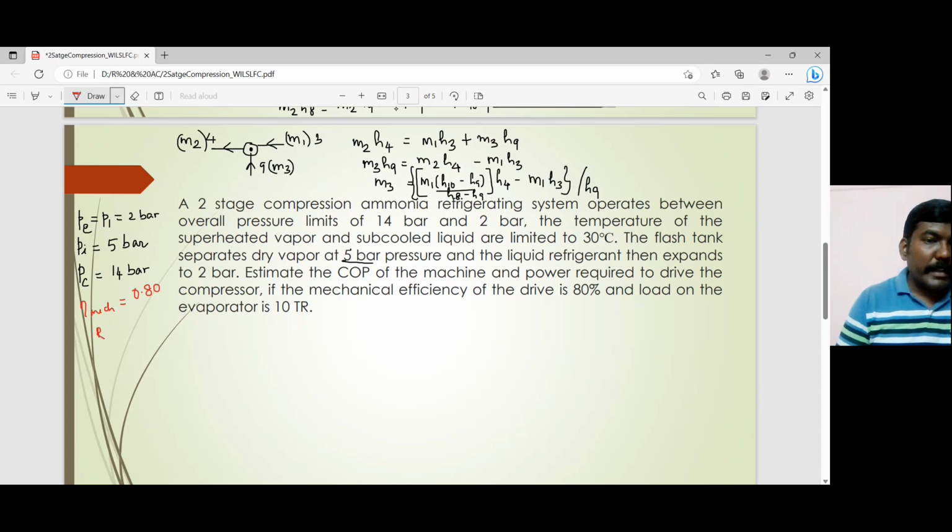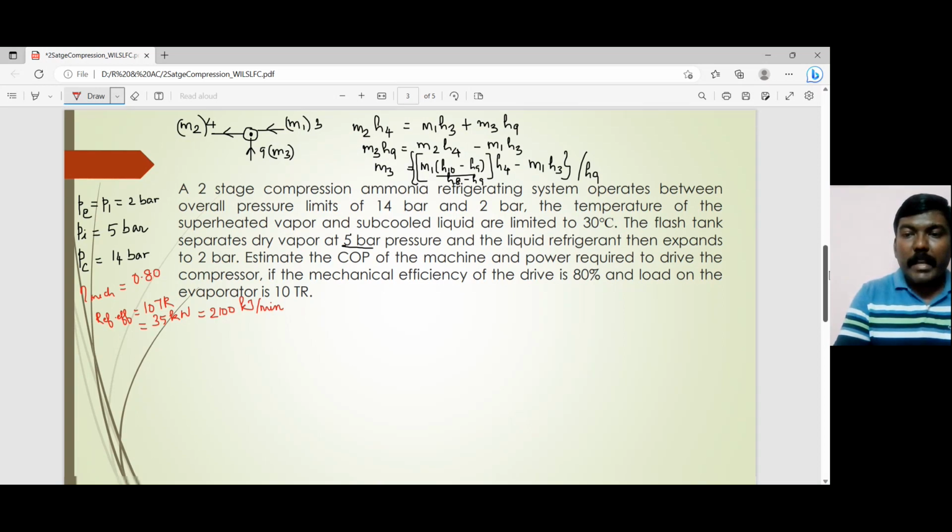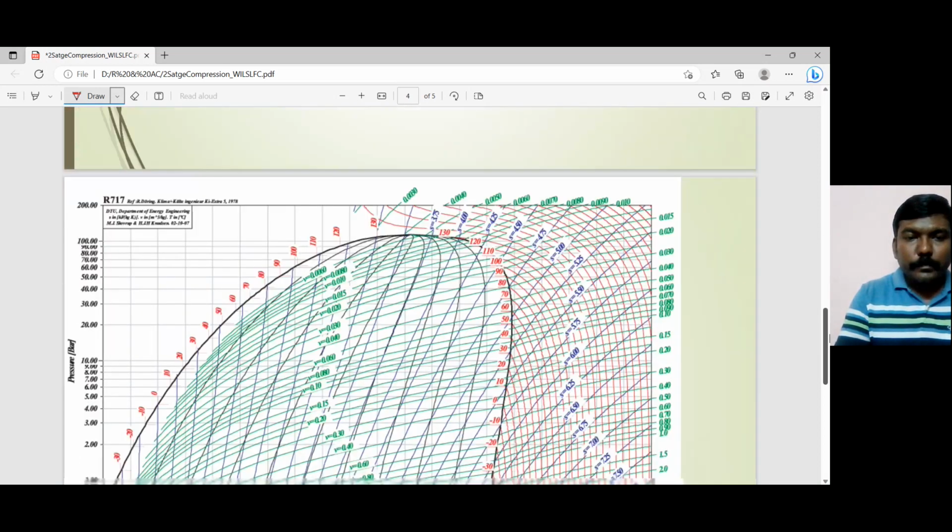And the refrigeration effect they have given as 10 ton of refrigeration. So 10 ton of refrigeration, 10 into 3.5, that is going to be 35 kilowatt. Or if you want it in kilojoule per minute, it is 10 into 210, so it is 2100 kilojoule per minute. Okay, so these are the given details. So now let's go to the pH chart of ammonia.